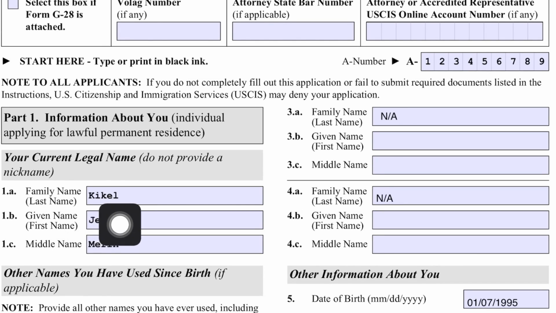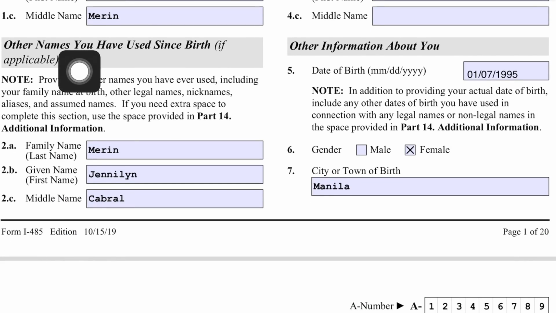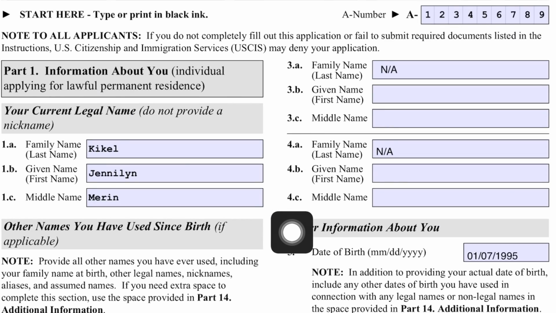So my family name, Kiko, given name, Jeneline, middle name, Marin. So in Part 1, numbers 1A to 1C is my married name. So put your married name right there. And then the next one is other names you have used since birth. So I put Marin Jeneline Cabral because this is my single name. I put my single name right here. But if you have another name before, put it on 3A to 4C. But if you don't have any, just put NA on both of them.